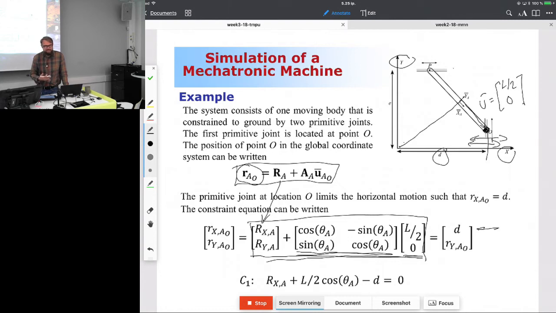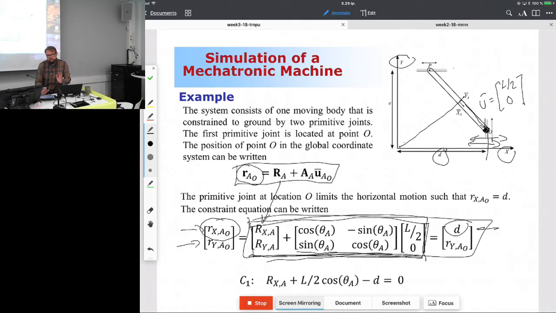So it's clear. Okay, that's my definition. And now this tells me the position O in x and y direction with respect to the global coordinate system. So now I'm saying that this x here is actually predefined. X is predefined to be equal to d. That's my constraint, except that it's not yet my constraint. I still need to do the math.